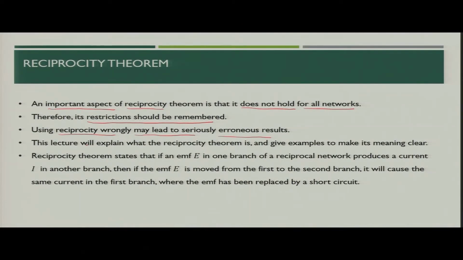So, in this lecture we will explain what we mean by the reciprocity theorem, and we will also take one example to make things clear. Now, let us see what we mean by the reciprocity theorem.